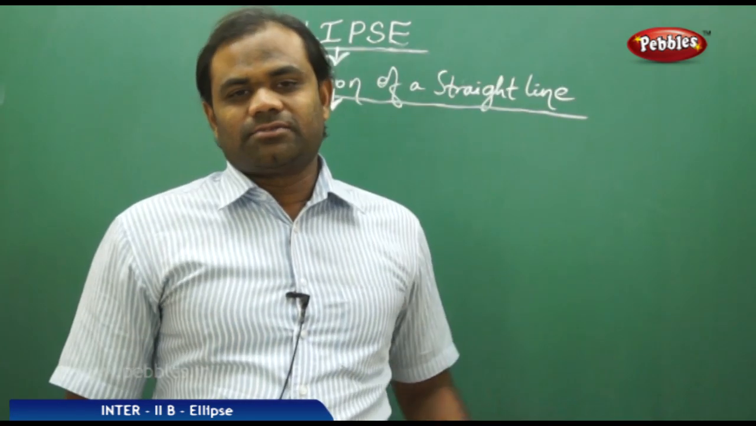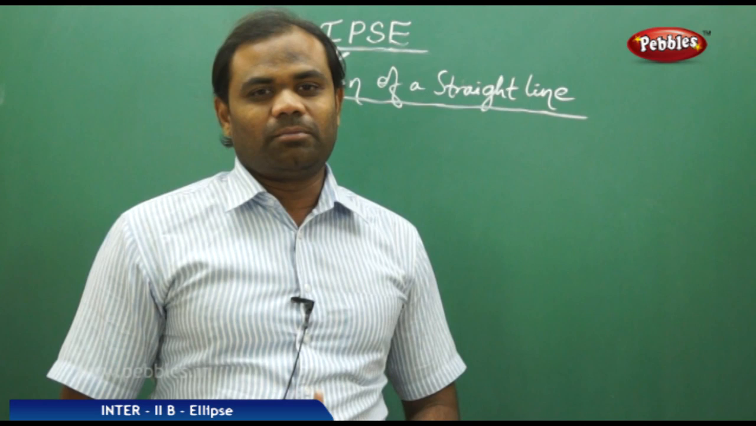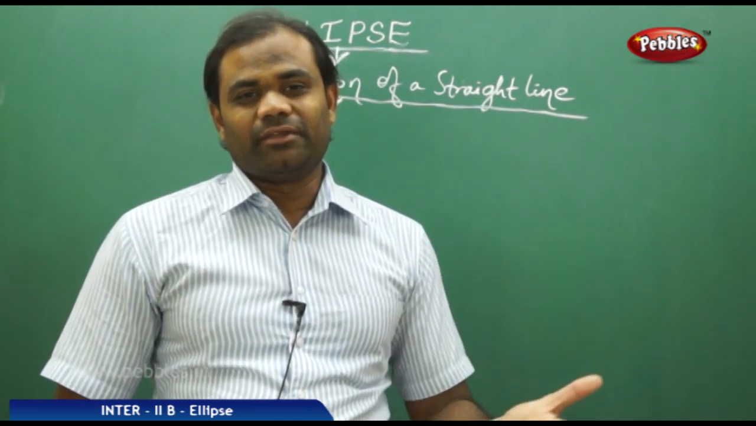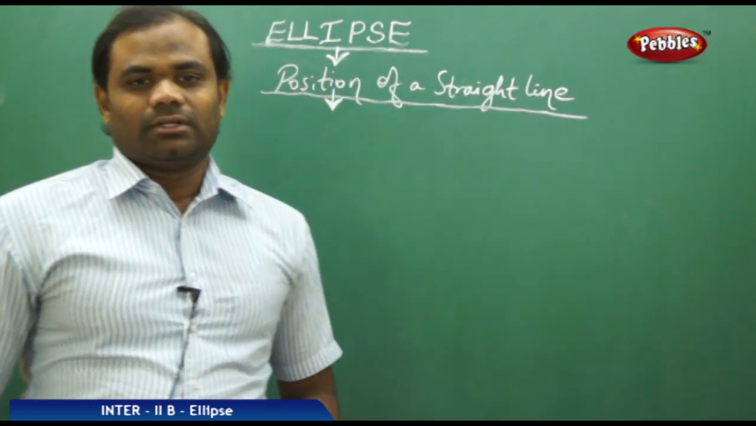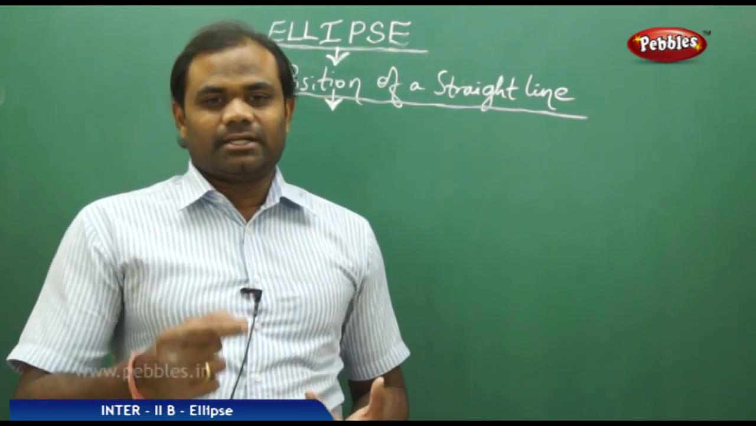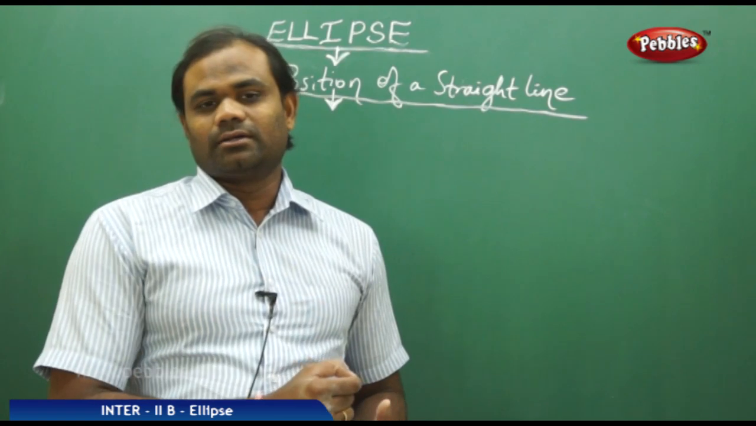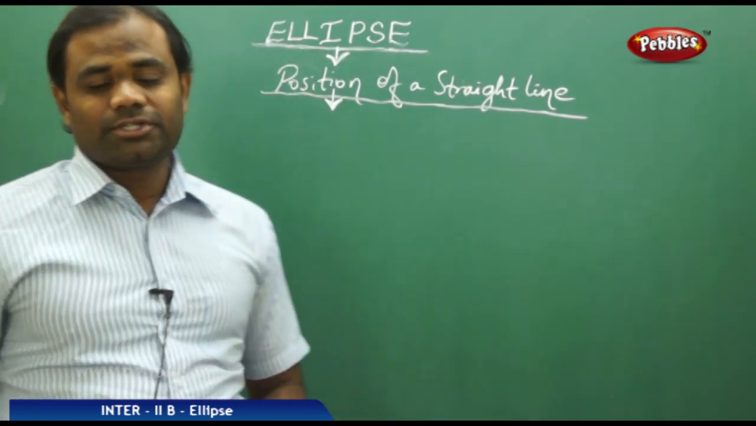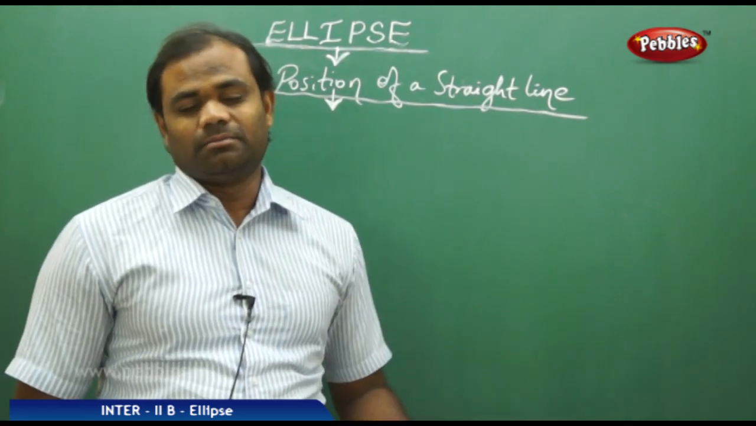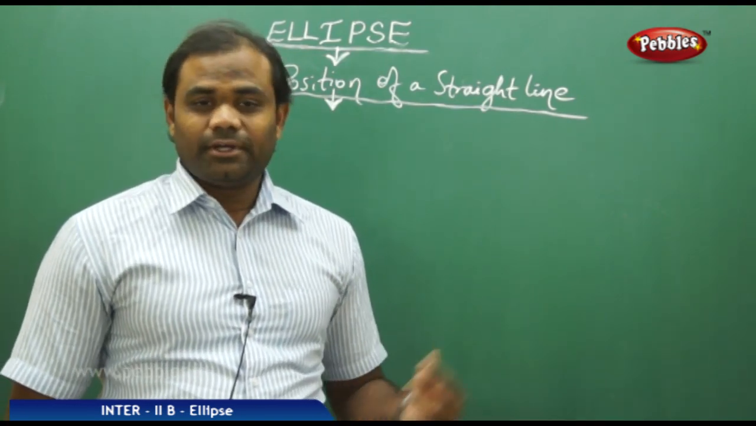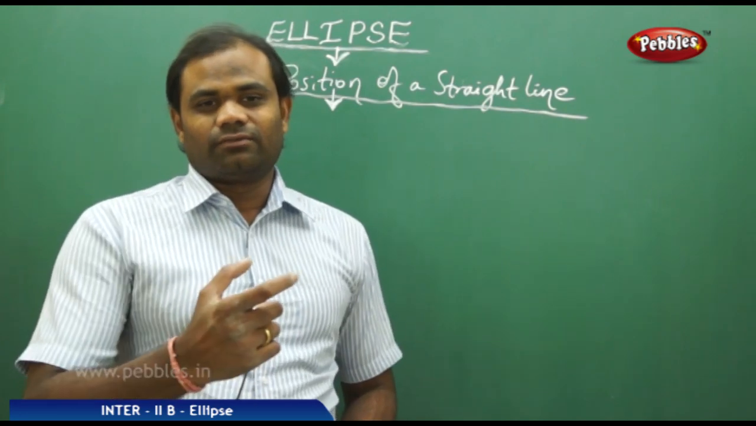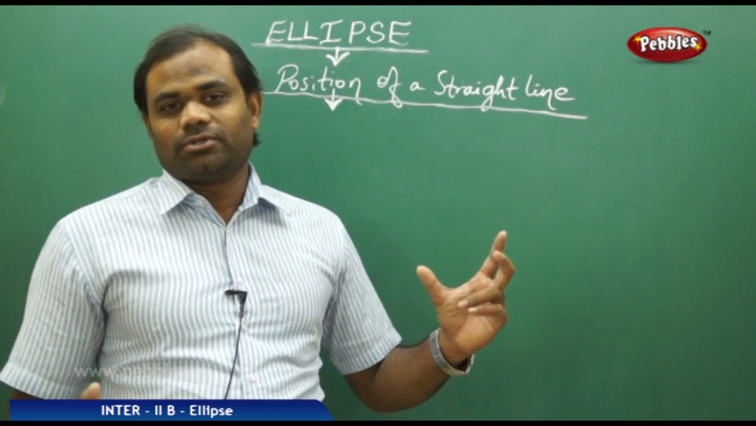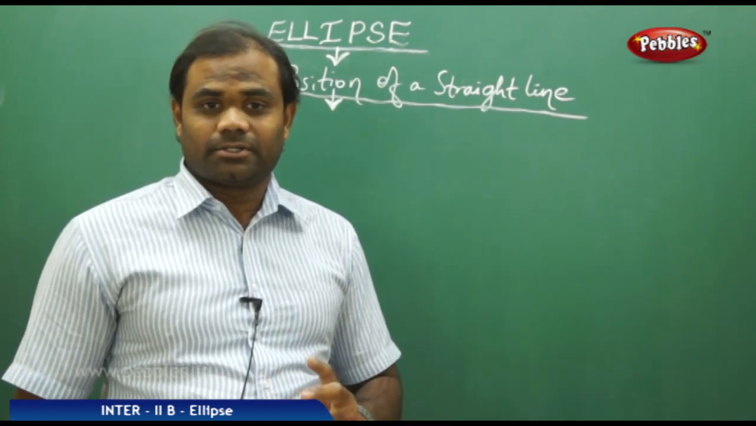So in the previous case, we have discussed position of a point. There were 3 cases that a point existed in the plane where an ellipse exists. The 3 cases where P lies inside, on, or outside the ellipse. Similarly, we're going to discuss the position of a straight line with respect to the ellipse. So let's see the 3 cases which exist in the position of a line with respect to the ellipse.